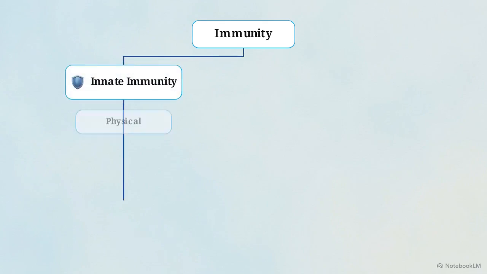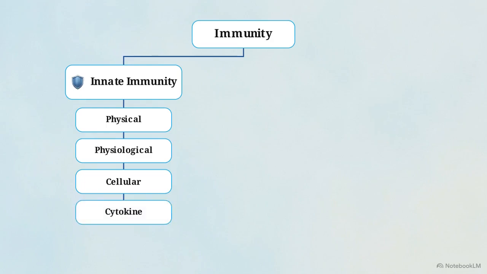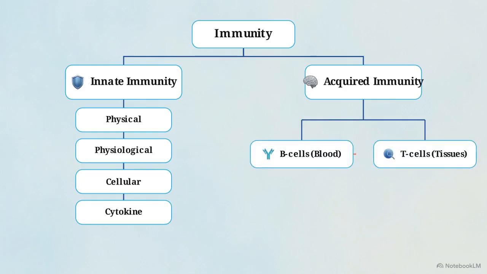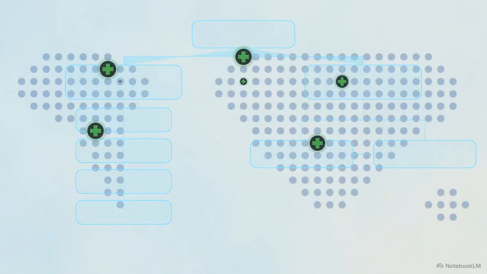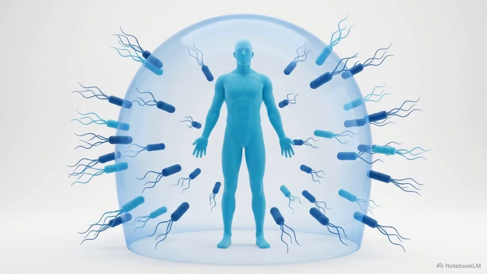Let's map exactly how these systems work together. We have innate immunity, our immediate nonspecific shield built on physical, physiological, cellular, and cytokine barriers. And we have acquired immunity, the specific memory-driven response powered by B cells in the blood and T cells in the tissues. Mapping these pathways allows modern medicine to step in. By using vaccines to train our B and T cells safely, we can replicate and boost our biological defenses, equipping the body to win the invisible war against disease.